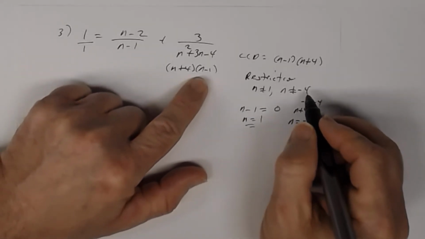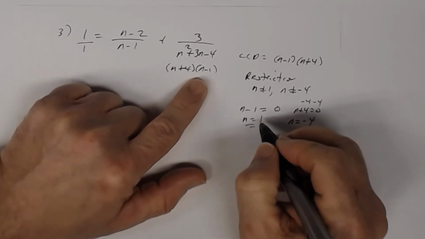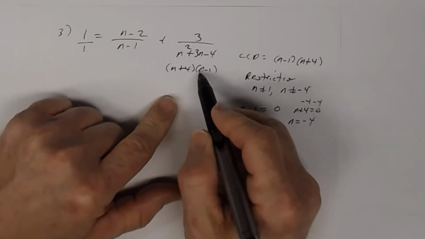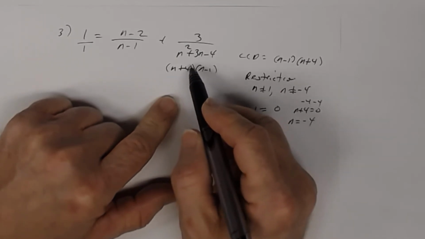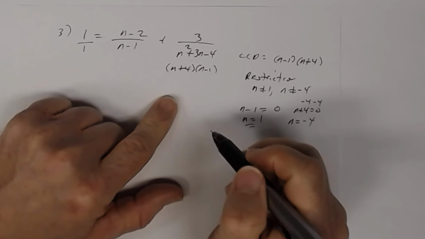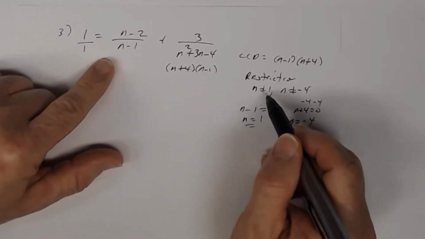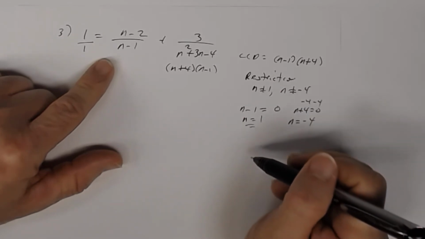And the next one is n minus 1, which we already took care of. That's 0 when n is 1. And you can check: 1 minus 1 is 0, 0 times 5 is 0, and 3 divided by 0 is undefined. So this rational expression has 2 restrictions. N cannot be 1 and n cannot be negative 4.